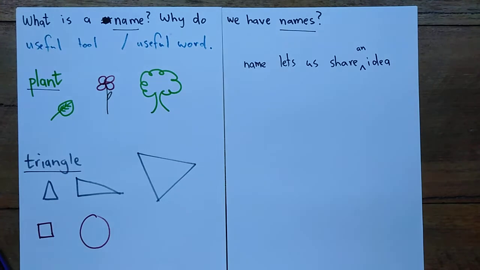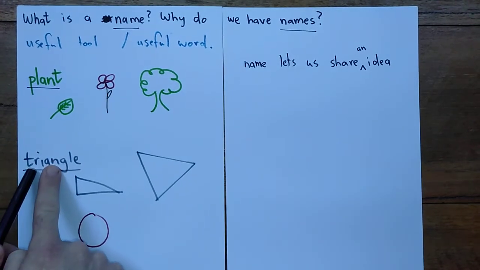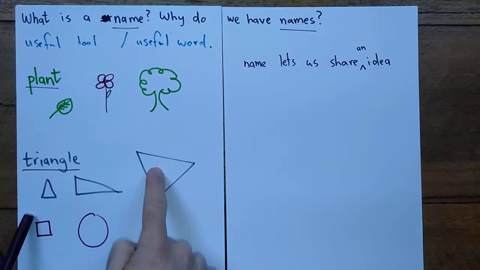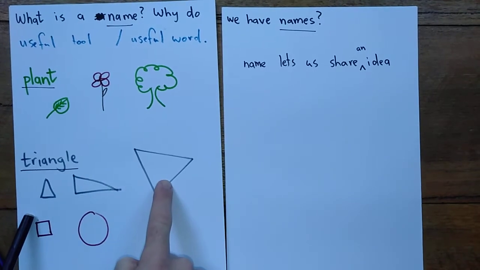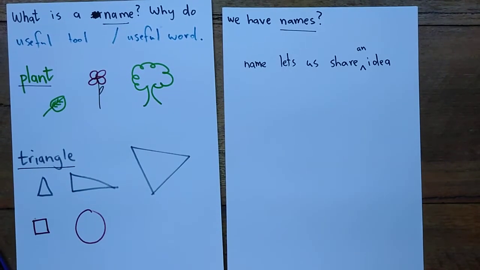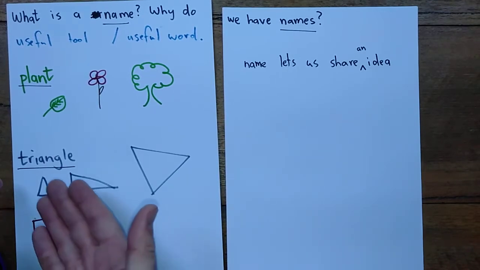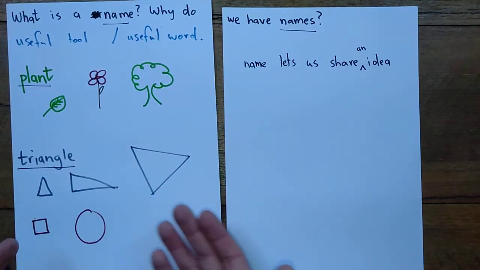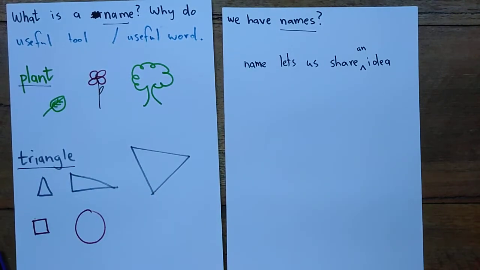What do I mean by that? Well, if I say triangle, in your head you've got something like this. And so that's sharing something from me to you. It's important for us to be able to share that. It's important that when I say triangle, the same thing comes into your head as what's in my head, or else we're not really sharing.